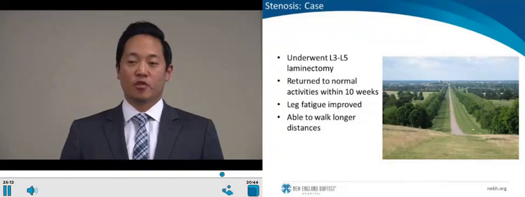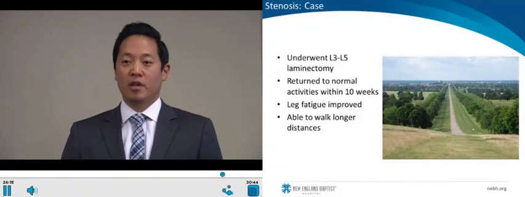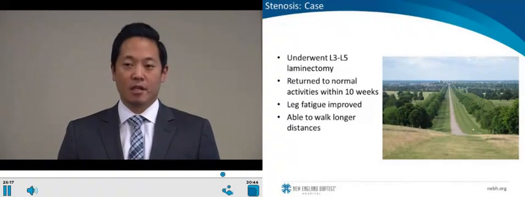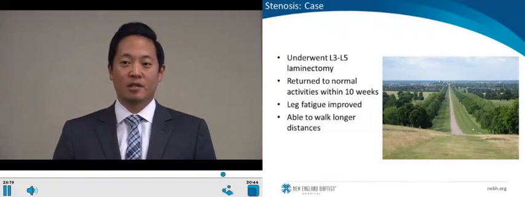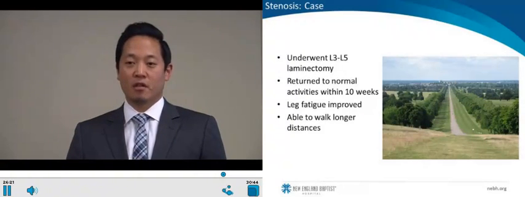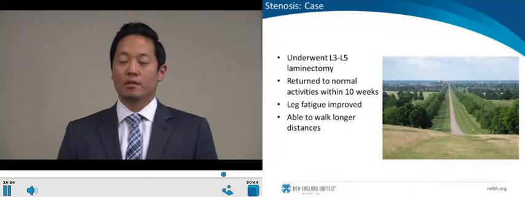This patient elected to pursue surgery. He underwent an L3 to L5 laminectomy. He was able to return to normal activities within 10 weeks. His leg fatigue improved significantly, and he was able to walk much longer distances.